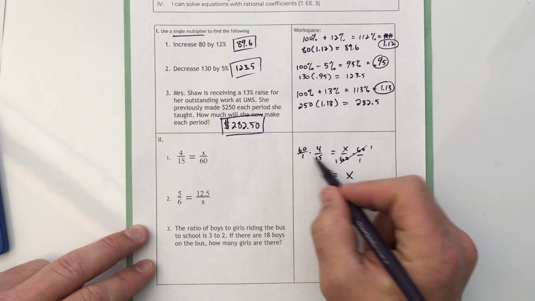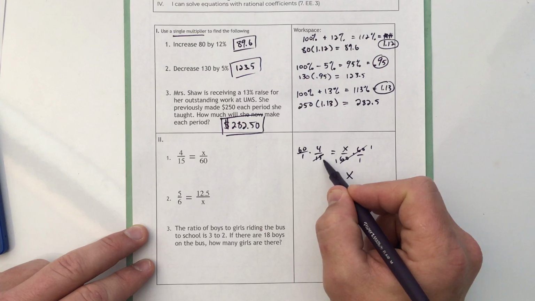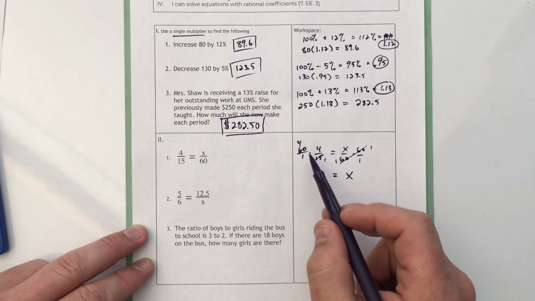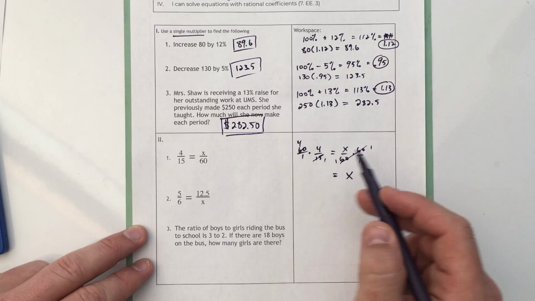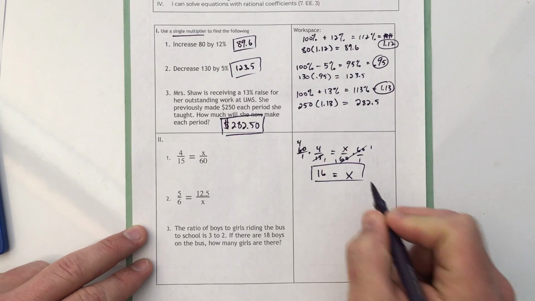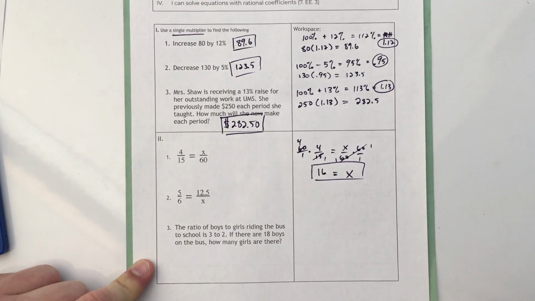Over here, I can cross simplify. 15 goes into 15 once. 15 goes into 60 4 times. A lot of us got to this point, but remember, 4 times 4 is not 8. 4 times 4 is 16. So we have 16 equals x, or x equals 16.